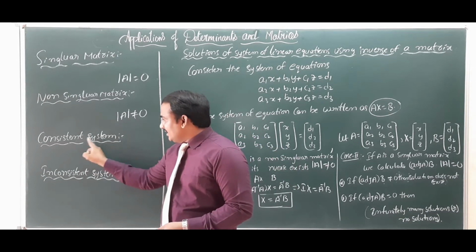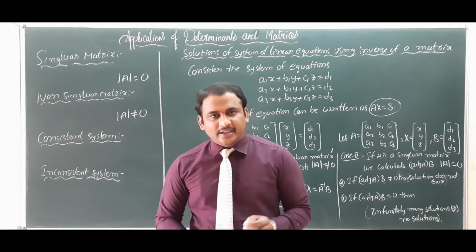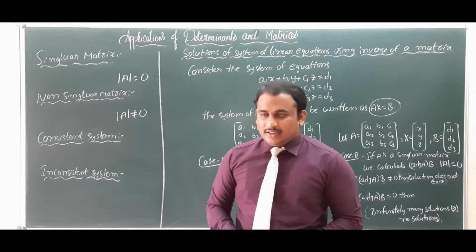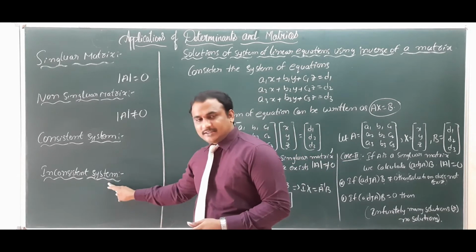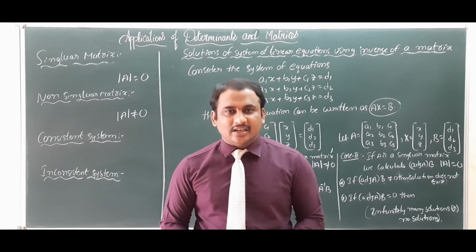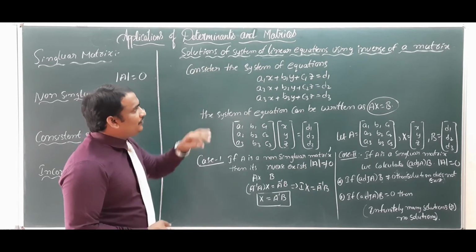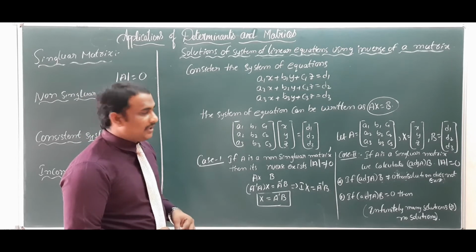Next, what is a consistent system? If a system of equations is consistent, then a solution will exist. Next, what is an inconsistent system? If a system of equations is inconsistent, then a solution does not exist. Now, next, solutions of a system of linear equations using the inverse of a matrix.